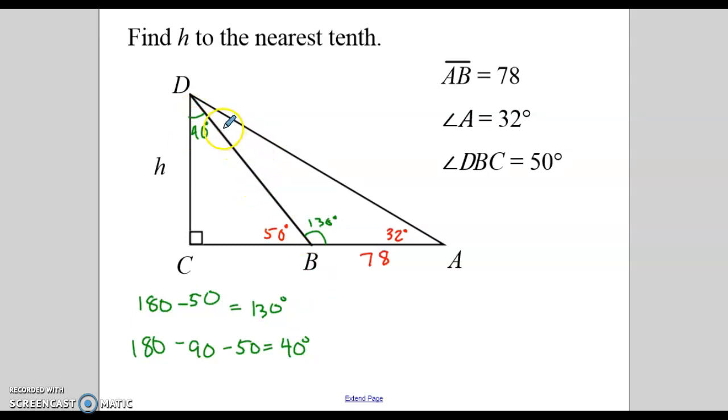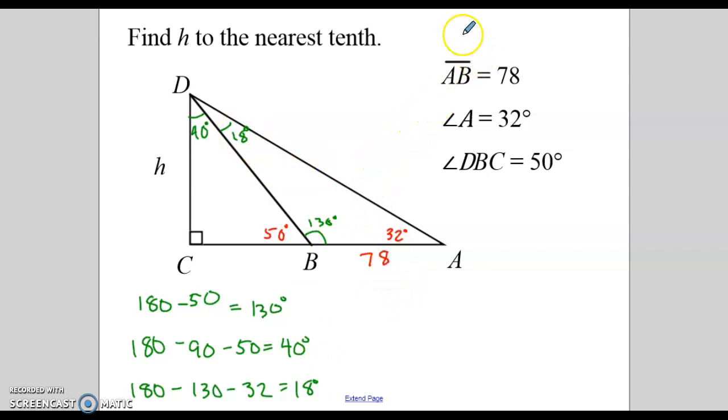Next thing I can do is find this angle right here because that's a part of this triangle, and I know two of the angles already, and all three of them are going to add up to 180. So I can do 180 minus 130 minus 32, and that leaves me with 18 degrees right there.